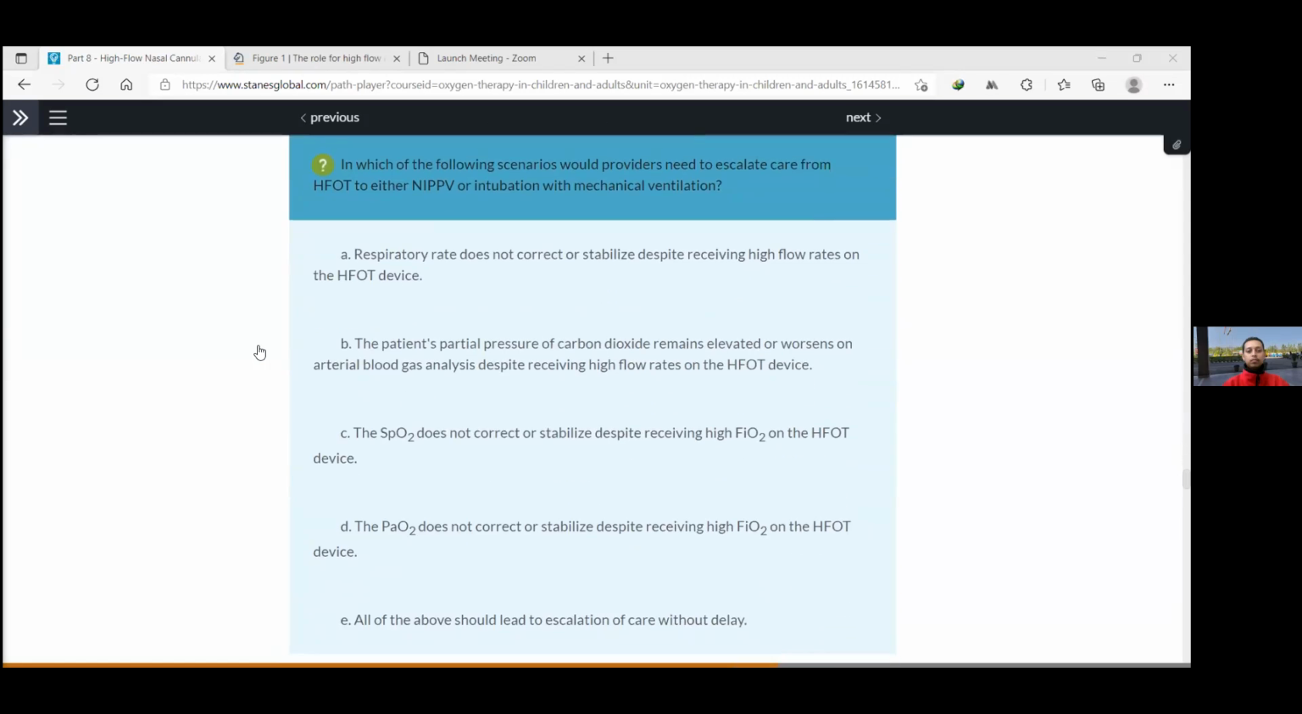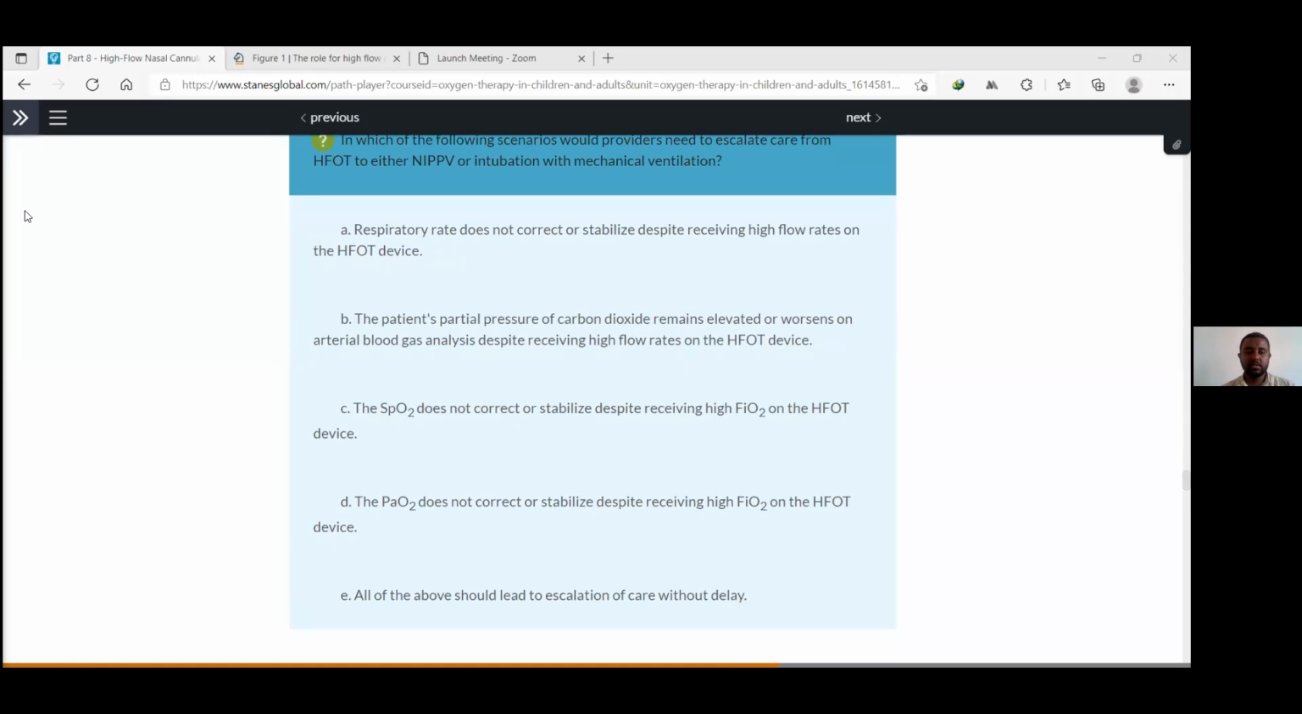So next question. In which of the following scenarios would providers need to escalate from high flow oxygen therapy to either non-invasive positive pressure ventilation or intubation with mechanical ventilation? So we have A to E. You can either choose in the polls or the chat box. Choice A, respiratory rate does not correct or stabilize despite receiving high flow rates on the high flow oxygen therapy. B, the patient's partial pressure of carbon dioxide remains elevated or worsens on a blood gas analysis despite receiving high flow rates on the high flow oxygen therapy device. C, saturation doesn't correct or stabilize despite receiving high FiO2 on the high flow oxygen therapy device. D, the PaO2 does not correct or stabilize despite receiving high FiO2 on the high flow oxygen therapy device.